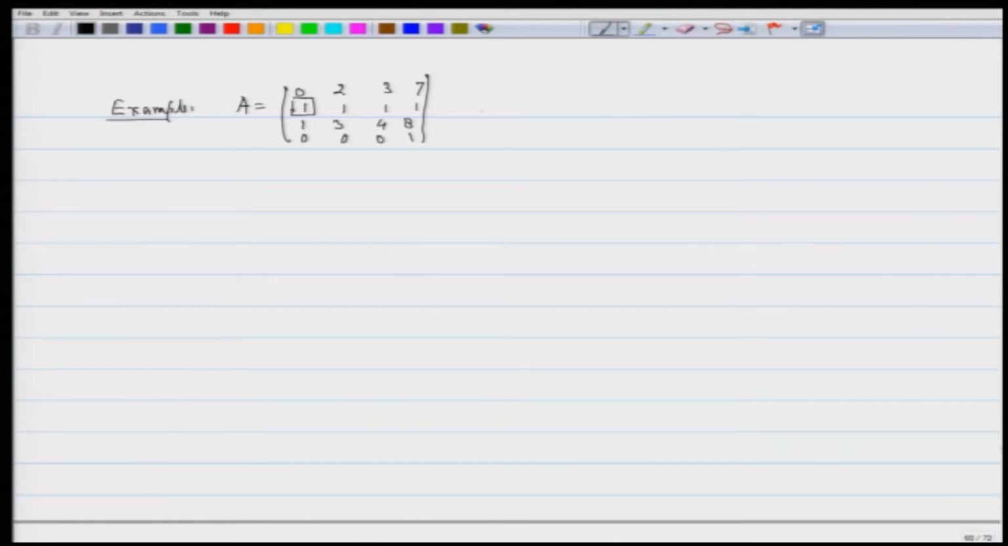So, what we are supposed to do at the next stage is, do not write A here because now the matrix is going to change. So, it is going to look like 1, 1, 1, 1, 0, 2, 3, 7, 1, 3, 4, 8, 0, 0, 0, 1. Fine. So, what we have done exactly is we have interchanged the first and second rows. Fine. At the next stage, I already see that this entry is 0. We need to make this entry 0.